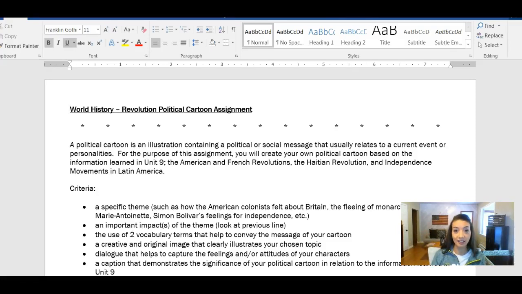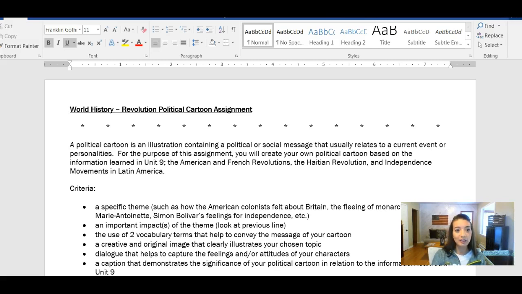This week's lesson and assignment really is to create your own political cartoon. So we've been studying revolutions: the American Revolution, the French Revolution, different independence movements in Latin America, the Haitian Revolution. What I would like you to do is to synthesize. You're going to take all of the information that you have learned about revolutions and apply it into somewhat of an artistic form, a political cartoon, and then there's actually a writing piece that goes along with it.